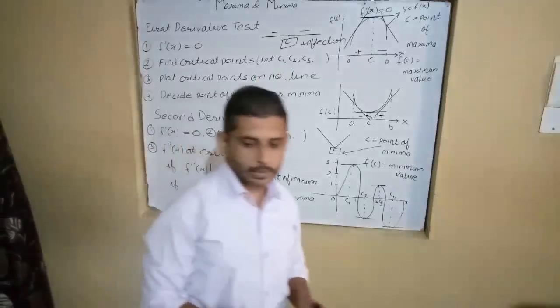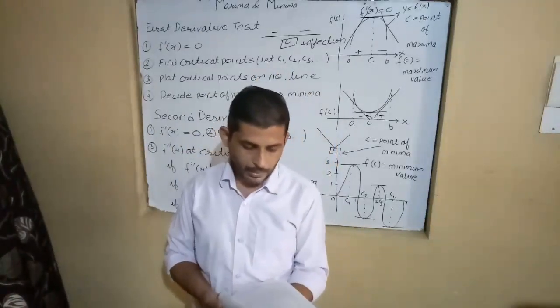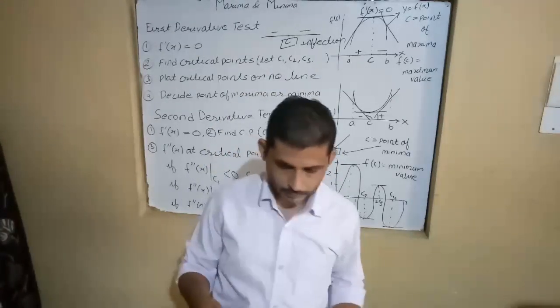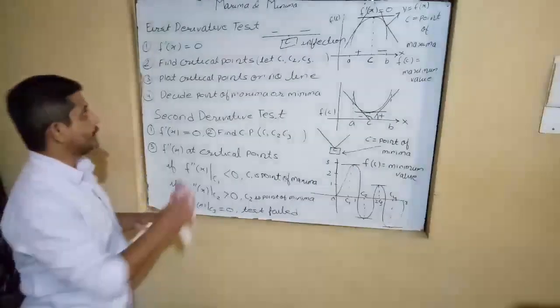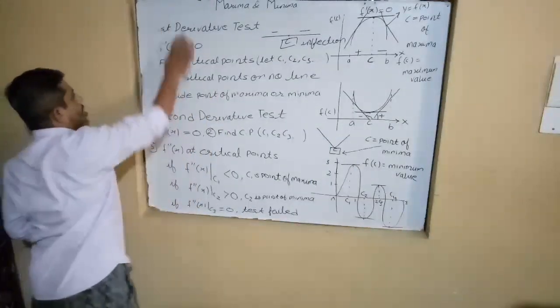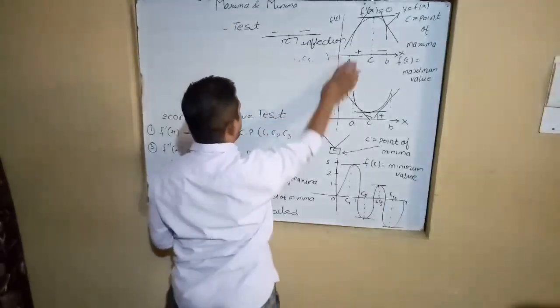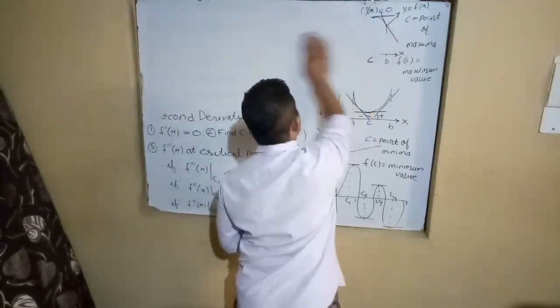Okay, so this is the little introduction of maxima and minima. Now we start our exercise 6.5. This is a very good exercise. So first of all note it in your fair notebook, and now open your book, the exercise 6.5.